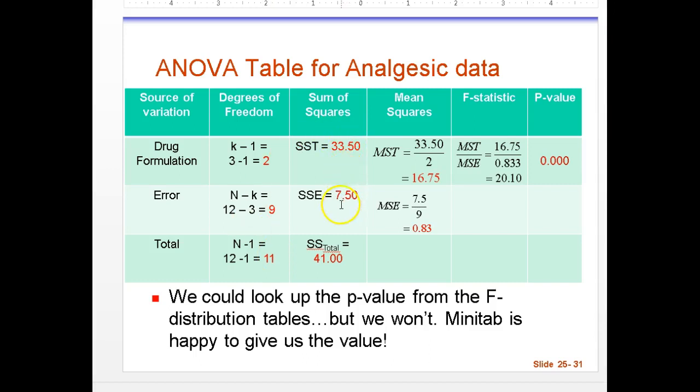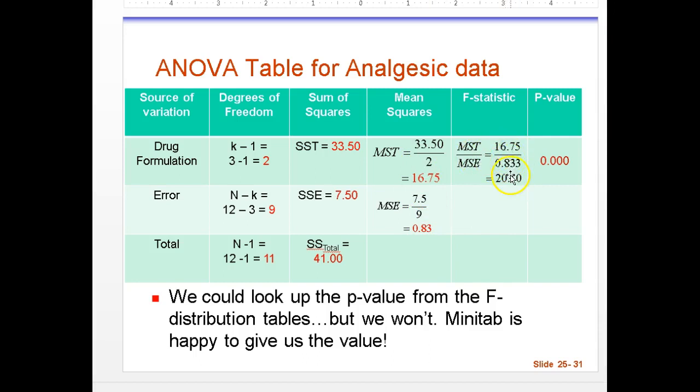We've calculated the sum of squares. You total them together to get 41. The 33.5 gets divided by its degrees of freedom to give me the 16.75. 7.5 gets divided by 9 to get me 0.83. And then I look at the ratio between these two values right here.